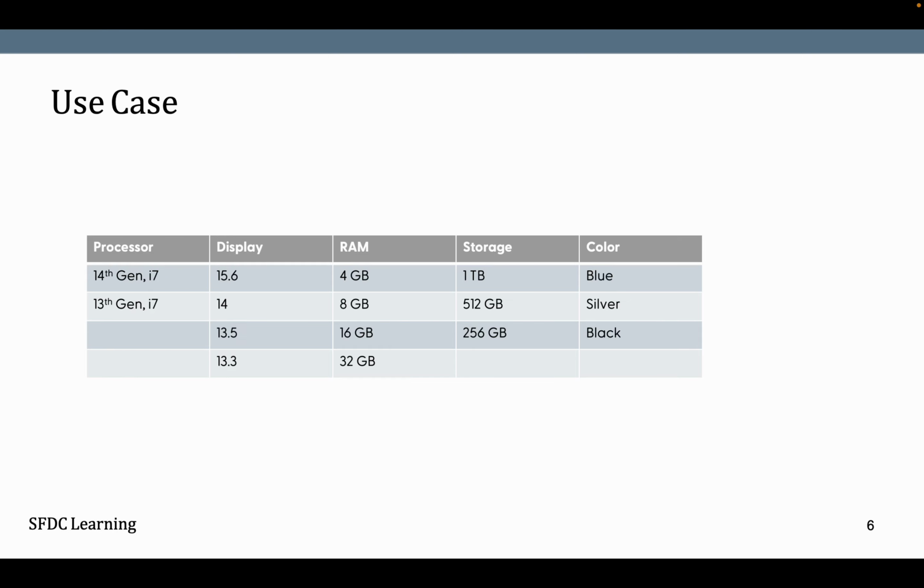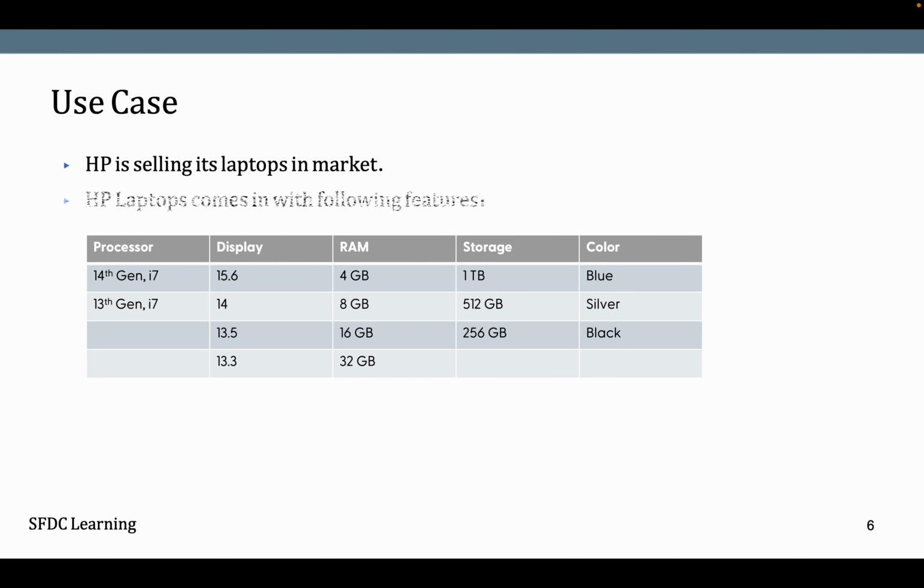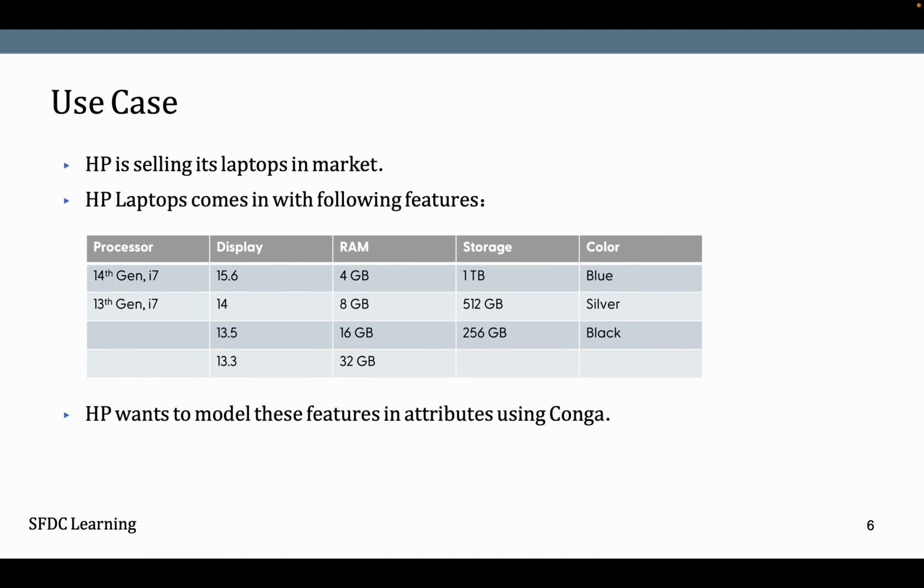And here is the use case. HP is selling its laptops in the market. HP laptops come with the following features. They come with different processors, 14th Gen, 13th Gen. They come in different display variations, like 15.6, 14, 13.5, 13.3. They come in four types of RAM, like 4 GB, 8 GB, 16, 32. They come with three storage options, 1 TB, 512 GB, and 256 GB. And they come in different colors, which are black, blue, and silver. So HP wants this to be modeled in Conga CPQ using attributes.